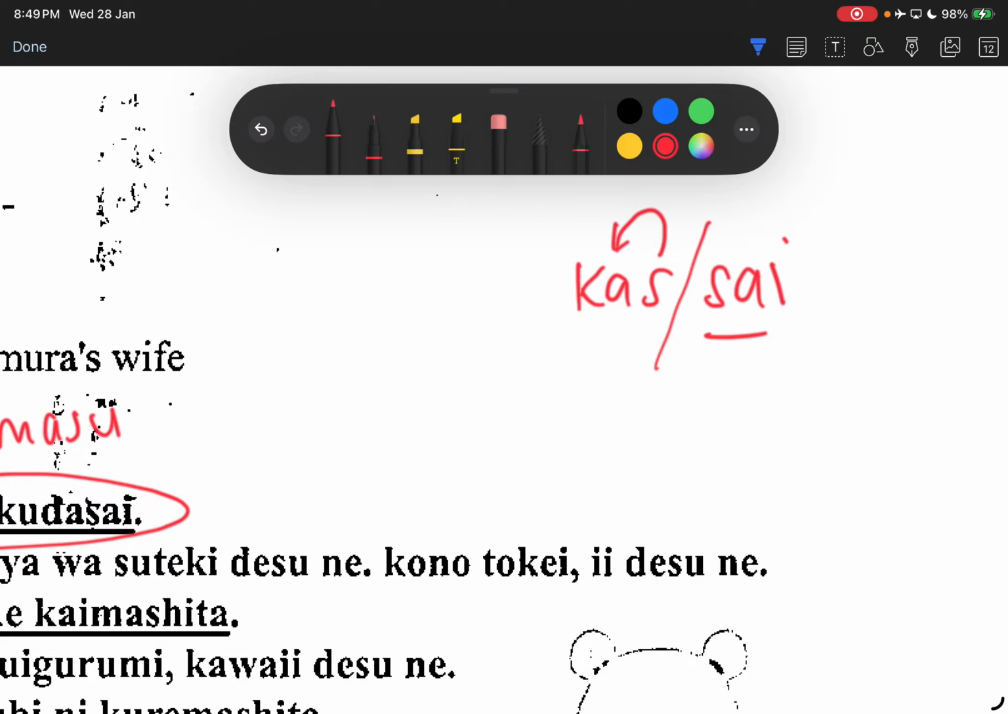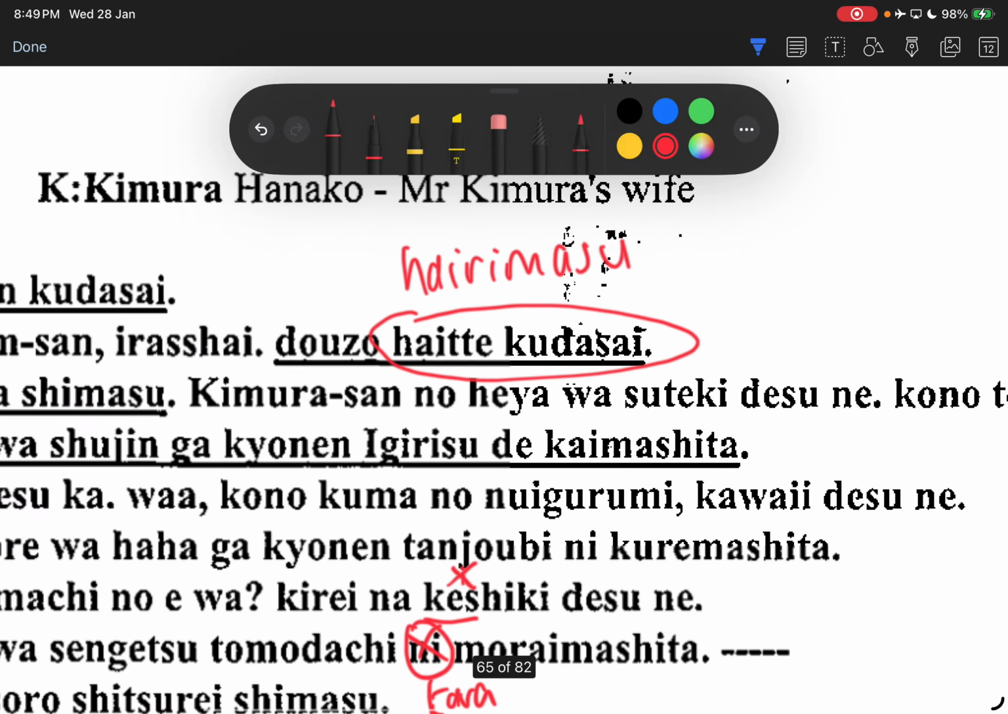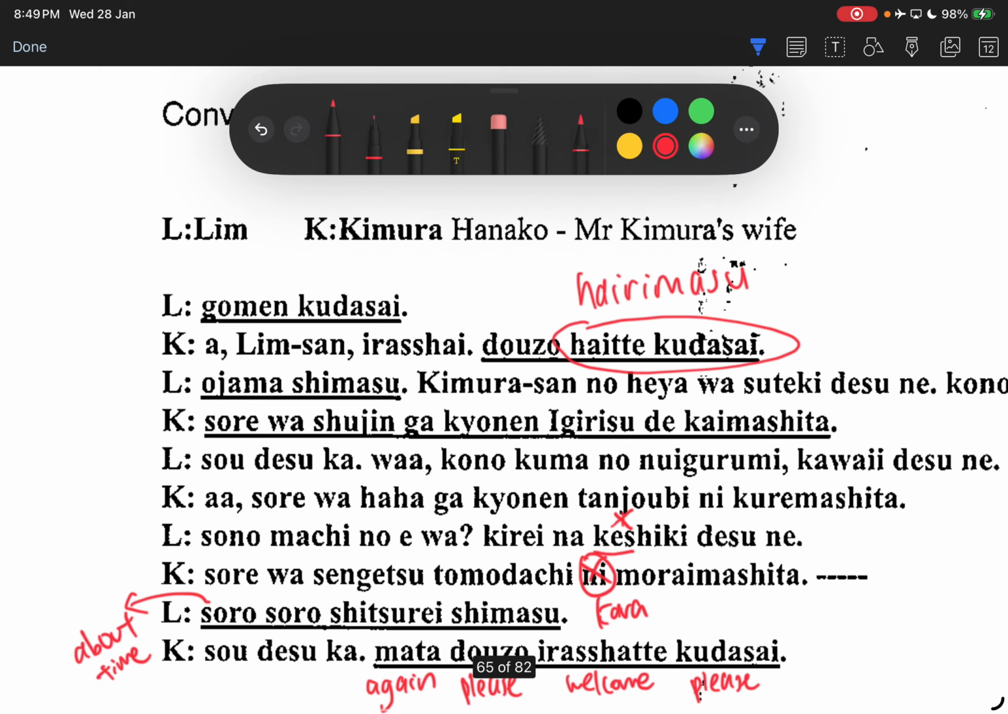Same thing in this case, irasshaimase. Right? So we pronounce irasshaimase. Yeah, very good. We separate in between the S, so we take a pause between the two S. Repeat after me again: irasshai. Irasshai. Haitte. Haitte. You can hear, right?